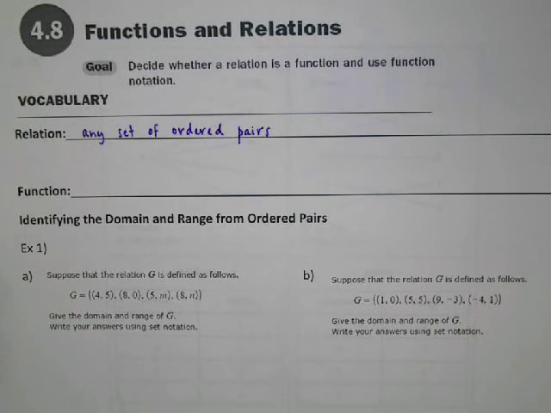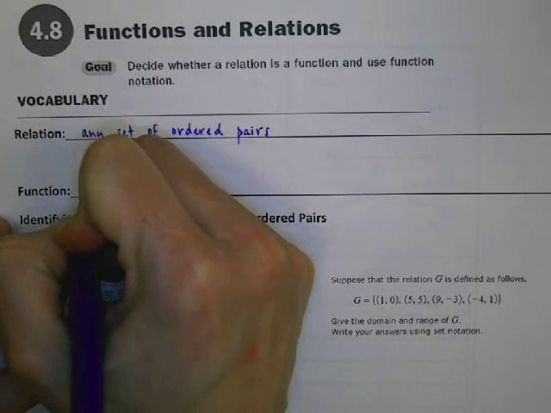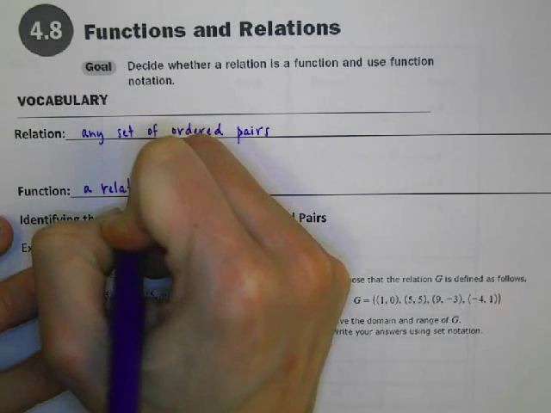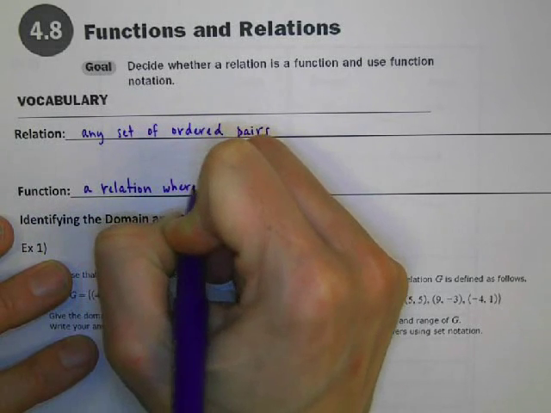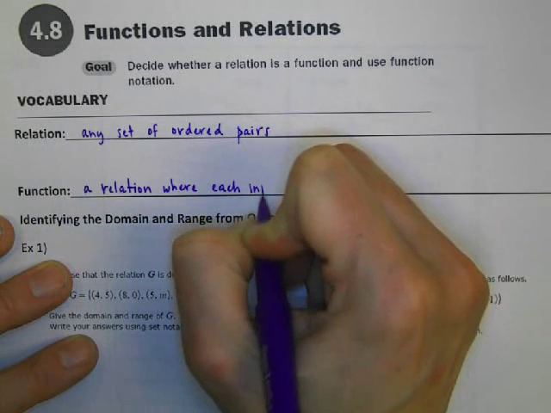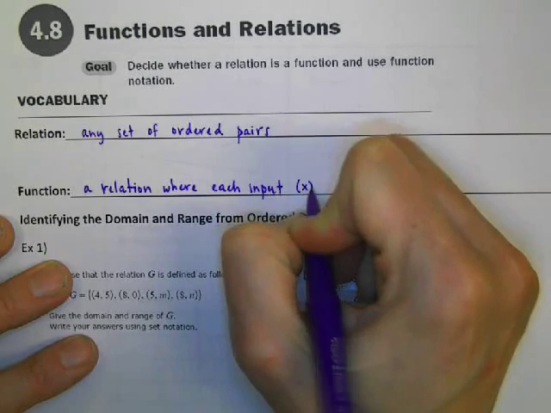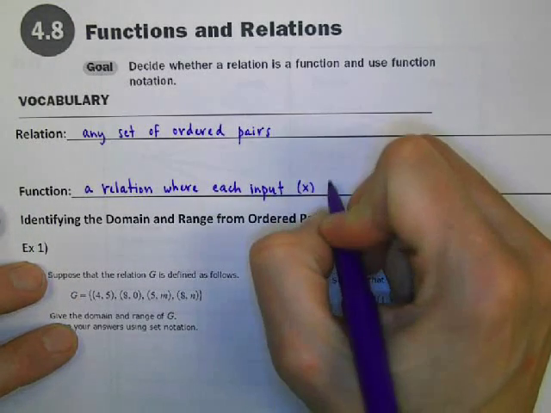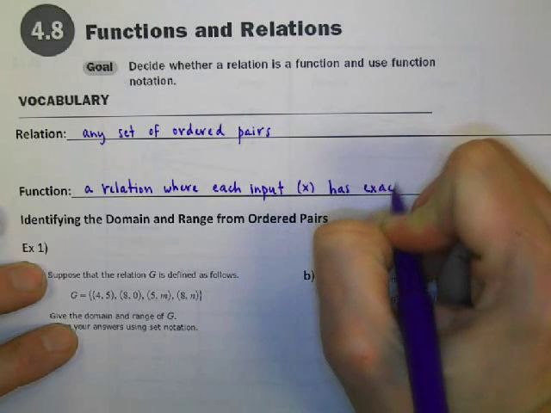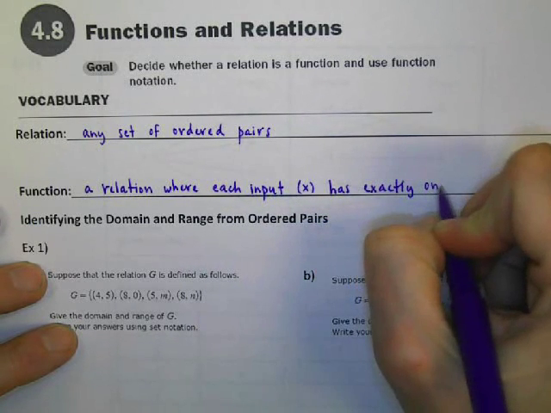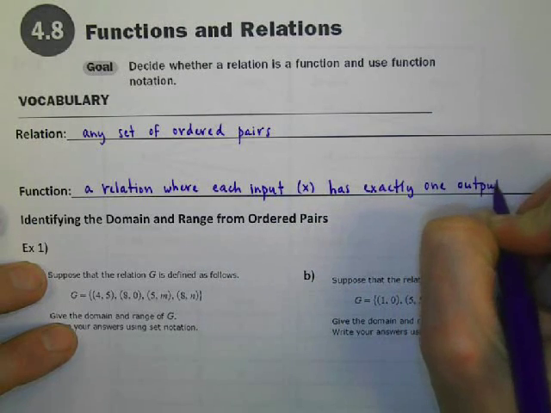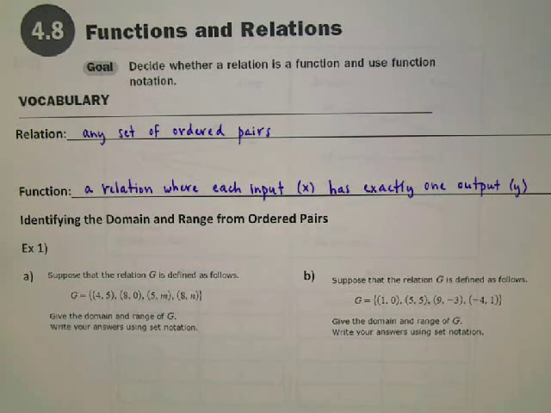Now, a function is a specific type of relation, and a function is a relation where each input, and when we talk about input, we just mean our x values, has exactly one output. And again, when we talk about output, we mean y values. So when we talk about functions in a little bit, we're looking for: does each x value get matched with only one y value? We'll get to that in a minute.